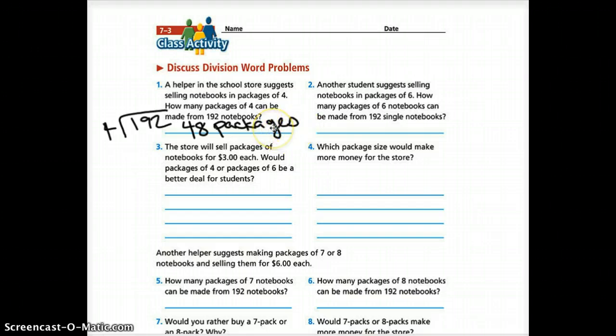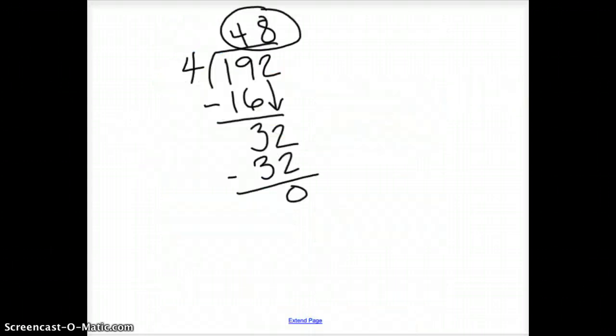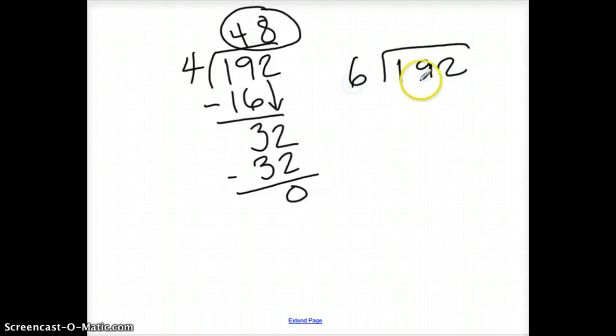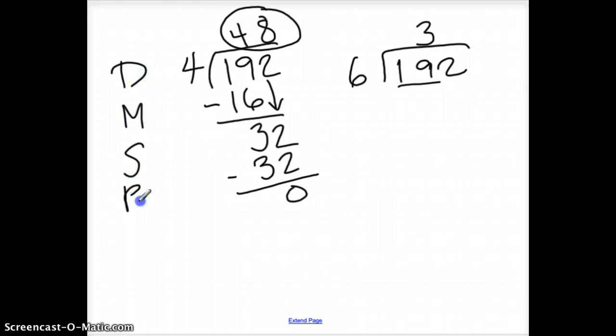Number 2, another student suggests selling notebooks in packages of 6. How many packages of 6 notebooks can be made from 192 single notebooks? So now I have 192 divided by 6. So again, I can't do 1 divided by 6, so I do 19 divided by 6. That's 3. So I've divided. Now I need to multiply.